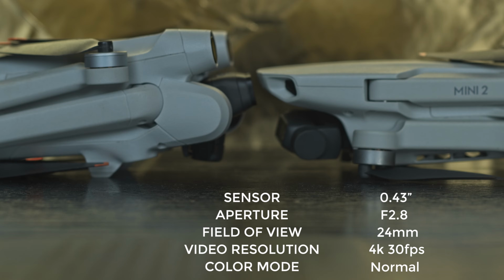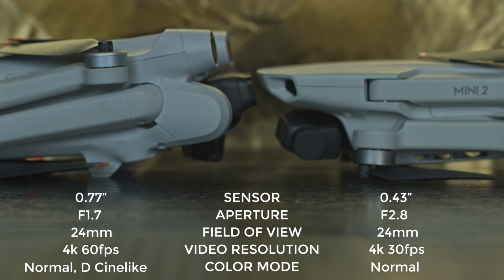The Mini 3 Pro has a much bigger sensor of 0.77 inches. An extremely wide fixed aperture of f1.7, a field of view of 24mm, and a video resolution of 4K with a frequency of up to 60 frames per second, which is useful for slow motion. Besides normal, there is also a flat color profile, Cinelike, more suitable for serious post-processing.